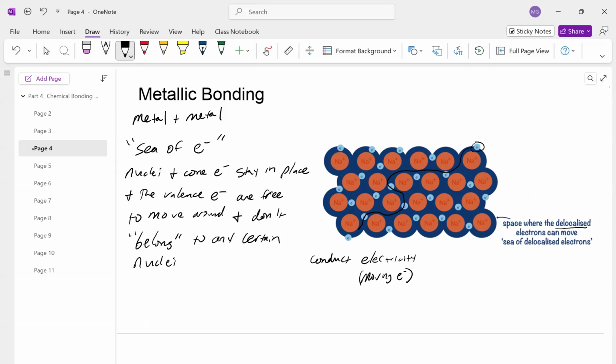Now, as you can see, there's a lot of empty space between the atoms as well. And that gives metals another notable property, and that's malleability, or we can shape it. It can be hammered into flat sheets or drawn into wires, because there's so much space that allows the atoms to compact together.